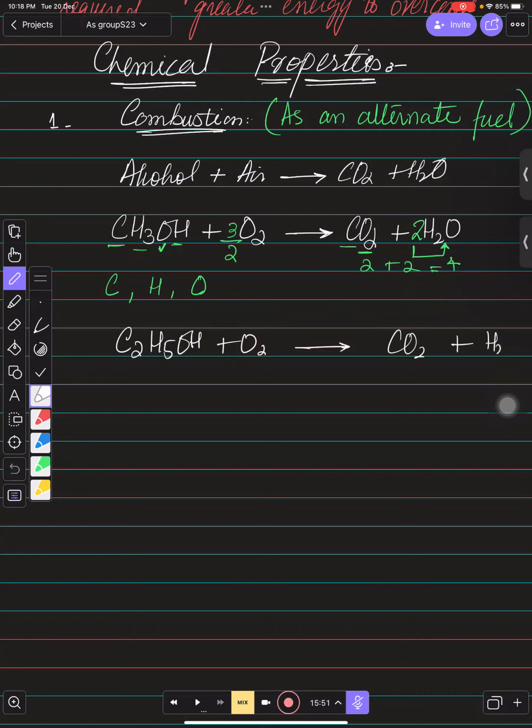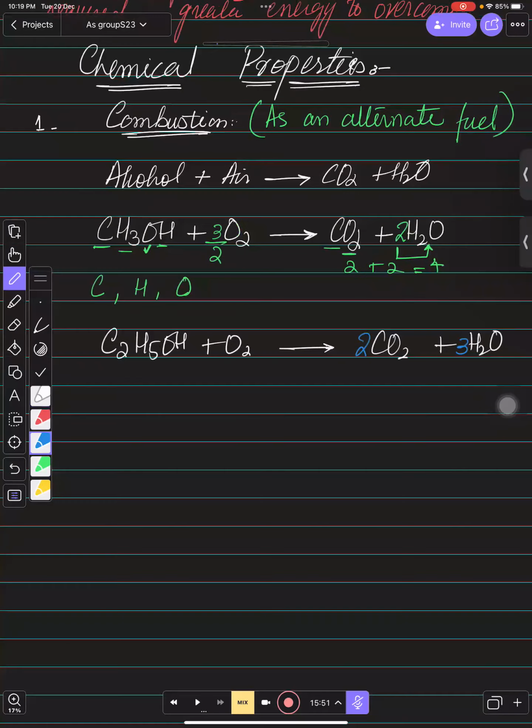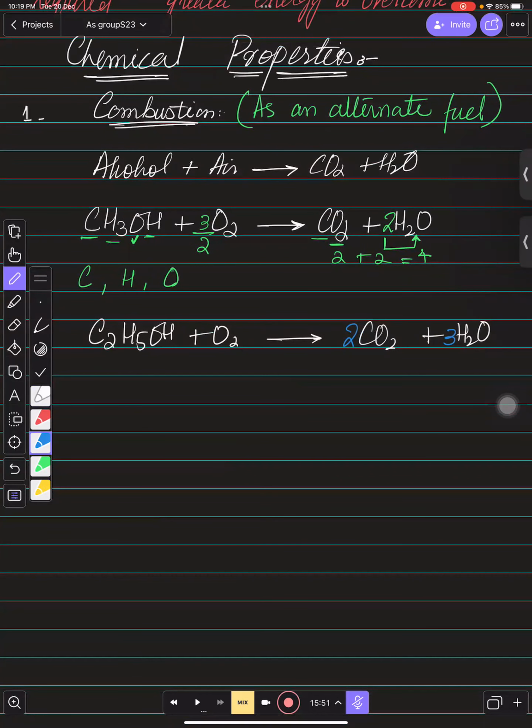Carbon dioxide and water. As you have 2 carbons on the left hand side, so you can write 2 over here. You have 6 hydrogens on the left hand side, so you can write 3 over here, right? So now carbon and hydrogen are balanced. How can we balance oxygen?